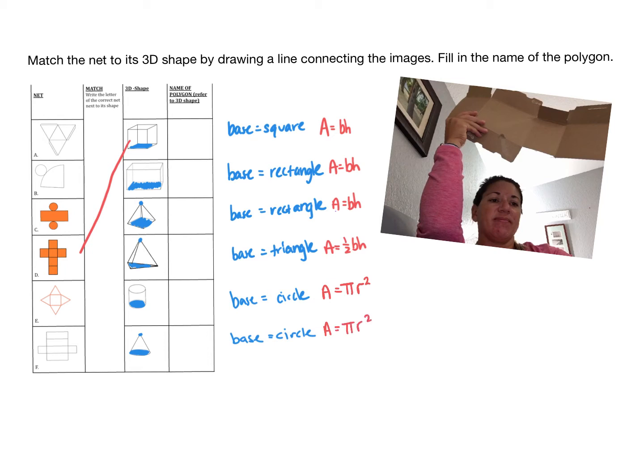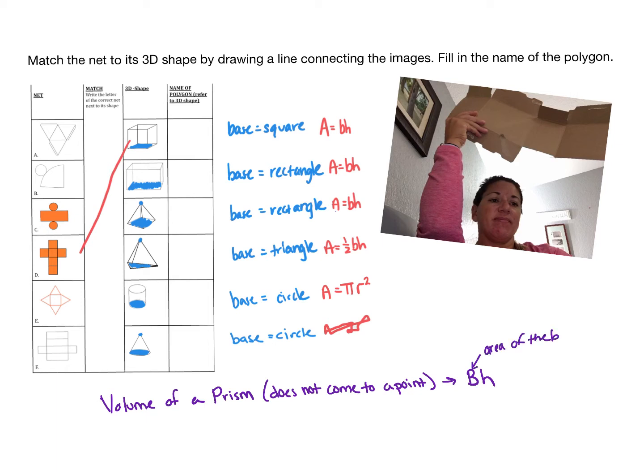Now the reason why you need all those area formulas is because the volume of anything that does not come to a point is capital B times H. So the volume of a prism, which is not a pyramid and does not come to a point, is capital BH. The capital B means area of the base.